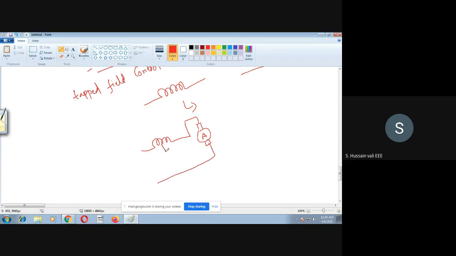So now you connect the supply here. You give the supply at this point, plus minus VA, not here. When you vary the position of this tapping, obviously the number of turns will change. So when the number of turns changes here, the current can also change, so the flux will vary. This is called tapped field current, field control.